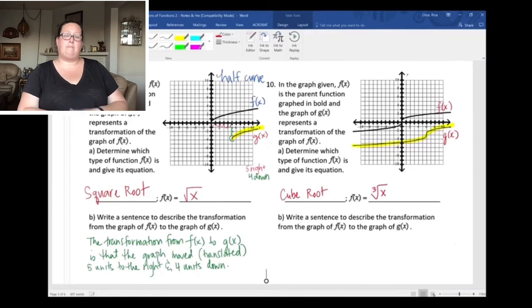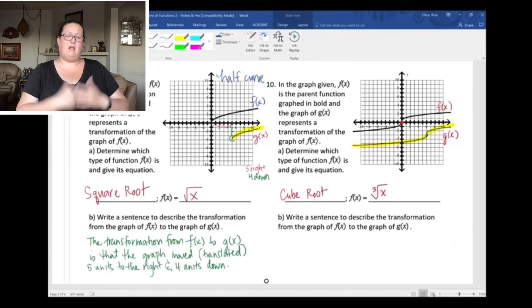Now we need to write a sentence to describe the transformation from f of x to g of x. Let's look for the transformation. Pick a point from f of x. I would go with 0, 0. Think of that as the center of the graph. Now locate the center of g of x. The center of g of x is at 6, -3.